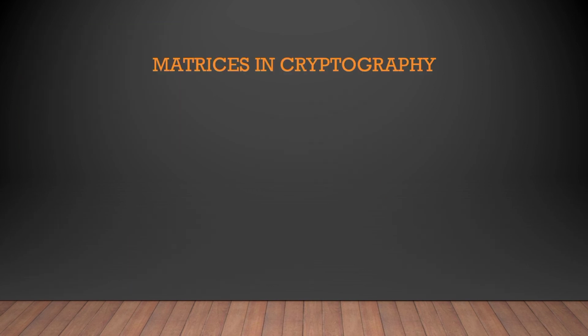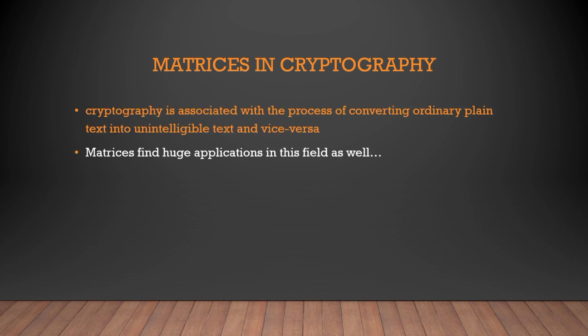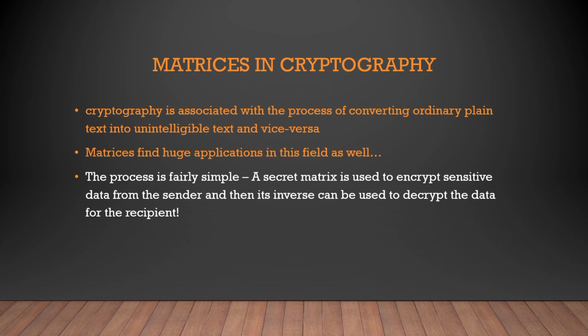Matrices are also used in cryptography. Cryptography is associated with the process of converting plain text into unintelligible text and vice versa. So matrices find huge application in this field. The process is simple. A secret matrix is used to encrypt data, and then the inverse can be used to decrypt the data. I'll walk through the process.